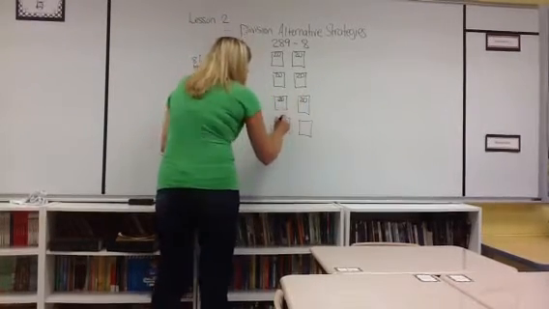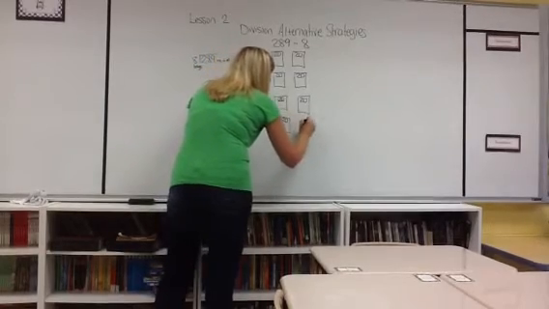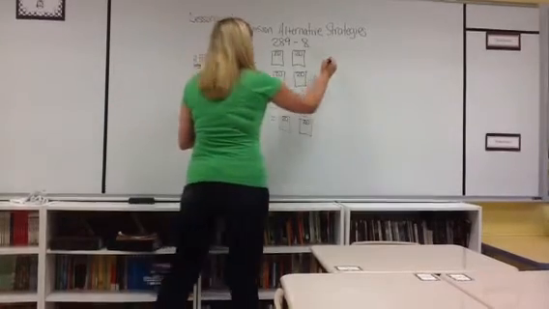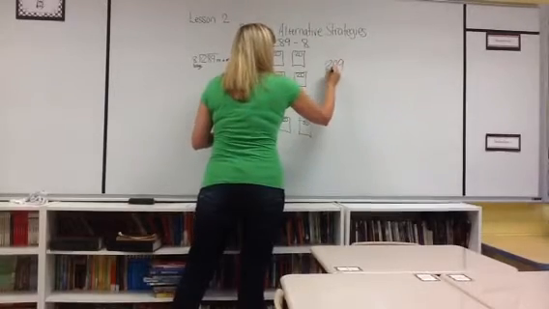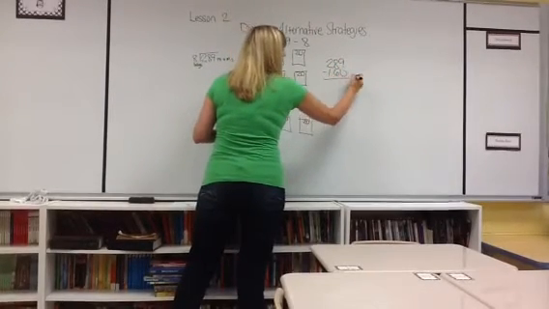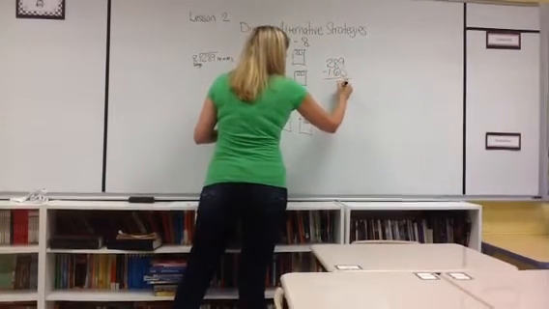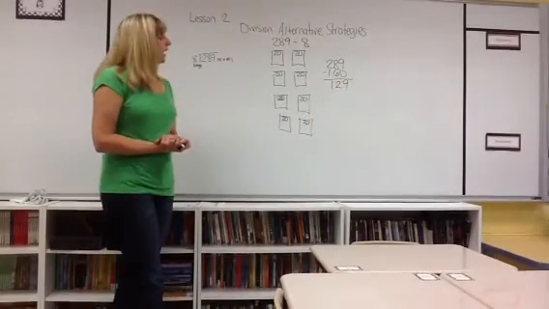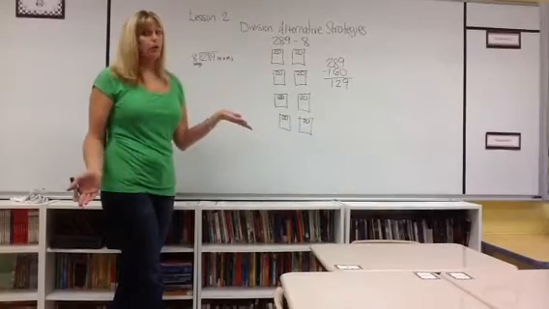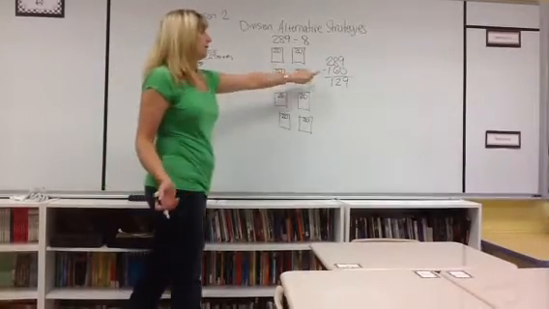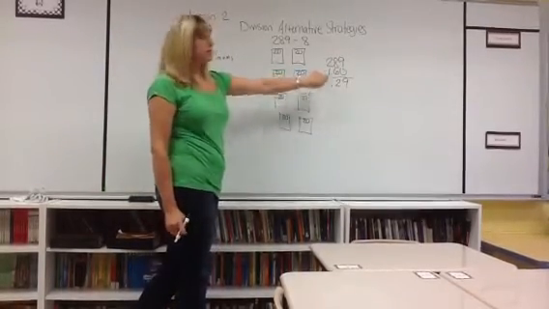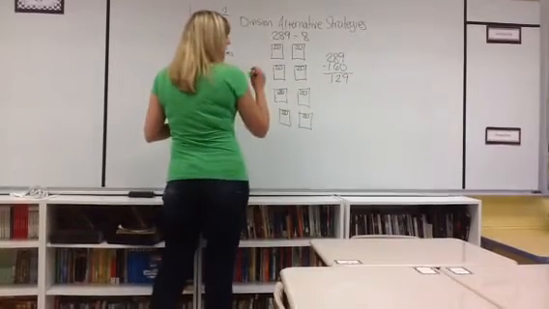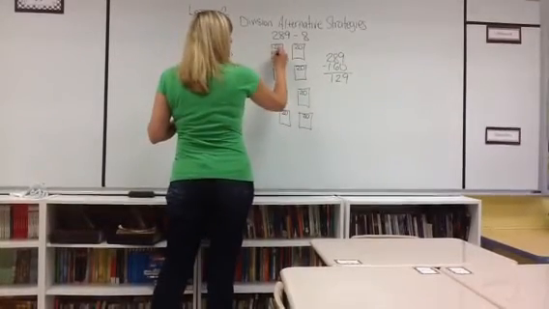So let's try 20. 20, 40, 60, 80, 100, 120, 140, 160. Okay, so I've used 160 M&Ms. So I have 129 M&Ms left over. So I know I can't put 20 more M&Ms in each bag because 20 M&Ms in each bag used 160 M&Ms. So now I'm going to try 10.